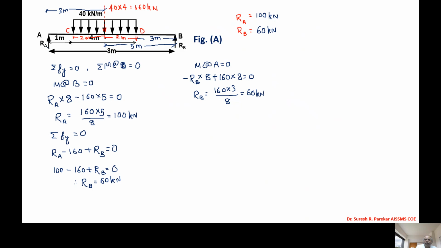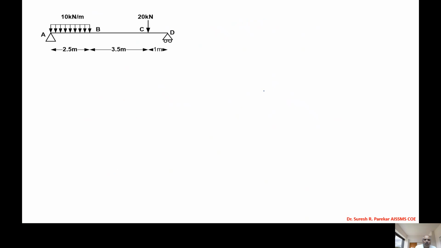This is the simplest problem we have considered, where we have only UDL. Now we will go with another problem, and we are again interested to find the value of RA. No horizontal load, so HA will be zero, and then we have this will be RD. You have to keep in mind the names of the joints. Do not say RB. Now we have 2.5, so the total load will act at the center, and this will be 10 into 2.5, and that is equal to 25 kilonewtons.